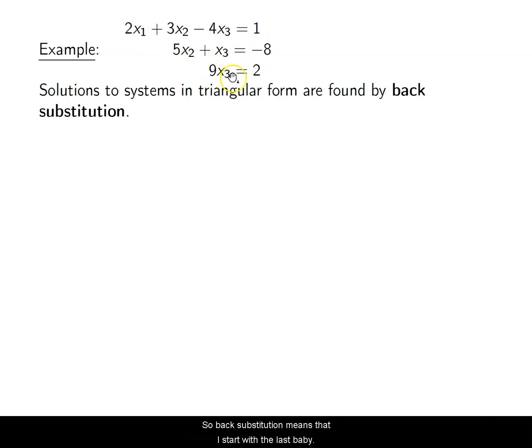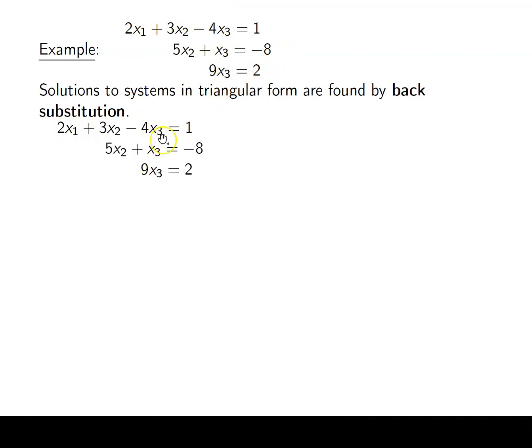Back substitution means that I start with the last variable and solve for it, and then I work my way up by substituting it into the next equation and so forth. For this system, this is obviously the easiest thing to solve for. x3 is 2 over 9. If I substitute that into this and solve for x2, I'm going to get negative 8 minus x3, so that's going to be minus 2/9.